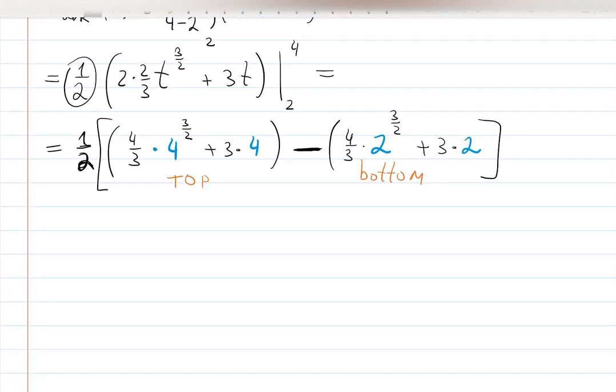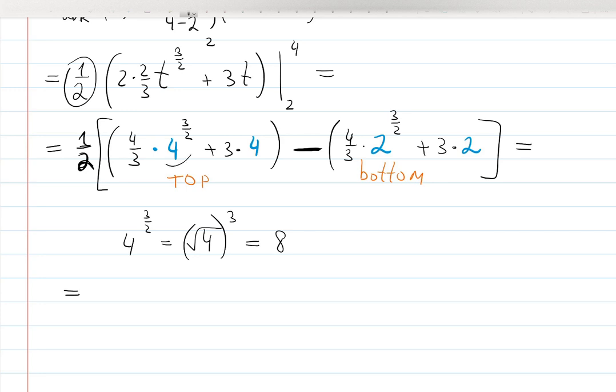What is 3/2? 3/2 is cubed and then a square root. So 4 to the 3/2 is actually 4 square rooted and then cubed, based on the properties of exponents. Square root of 4 is 2. 2 times 2 times 2, that's 8. So actually the first piece over here is 8. And so on and so on.